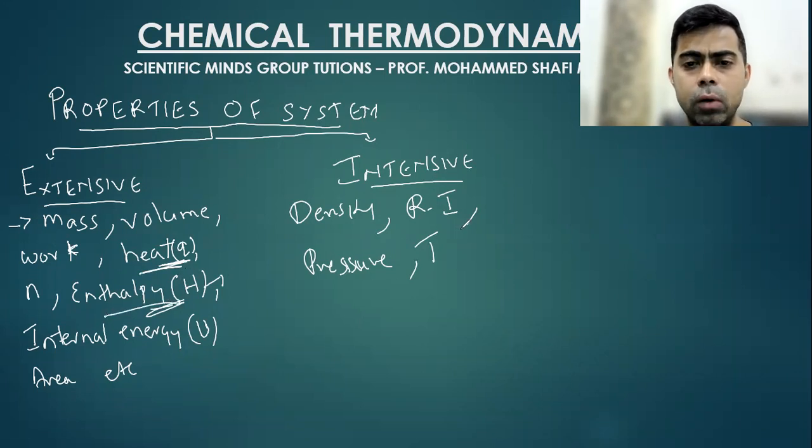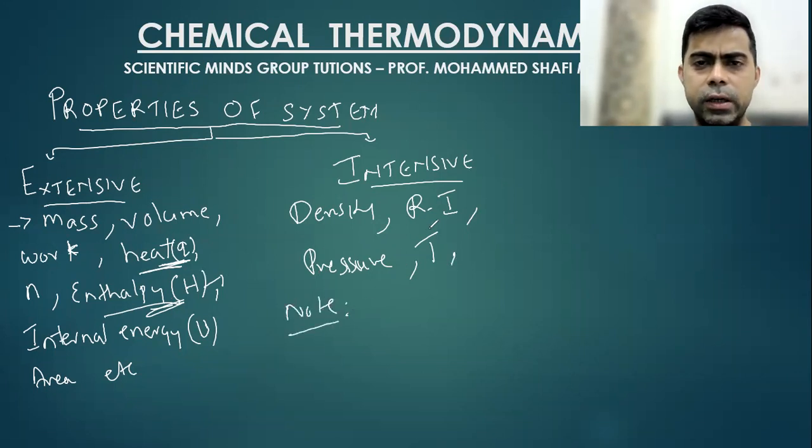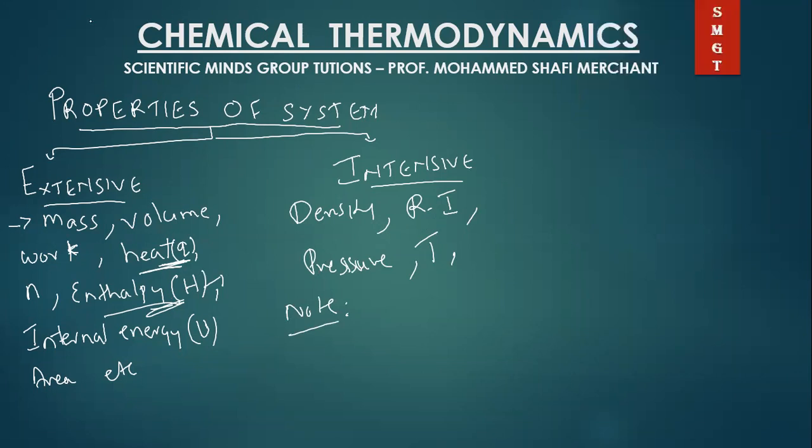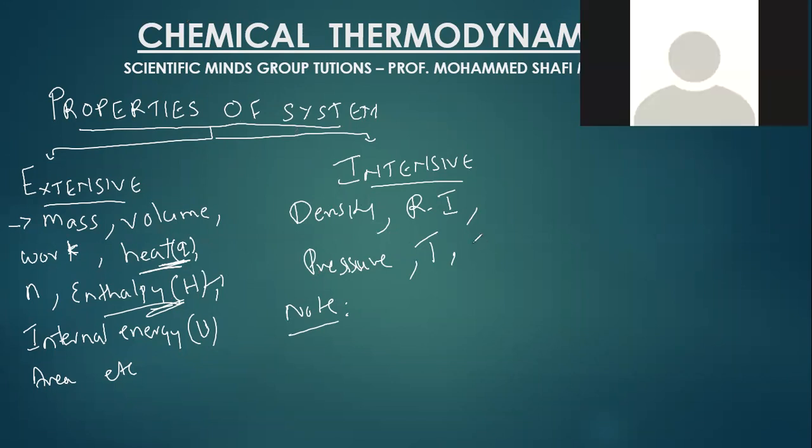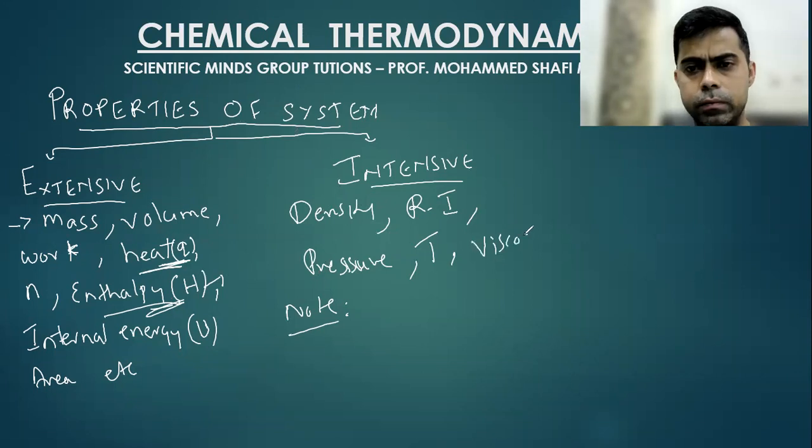So now let us talk about a few more points in it. So you understood why temperature, pressure, density, refractive index, or any other thing which does not depend upon the amount is an intensive property. And yaad rakhna, external pressure is very much important for carrying out work.